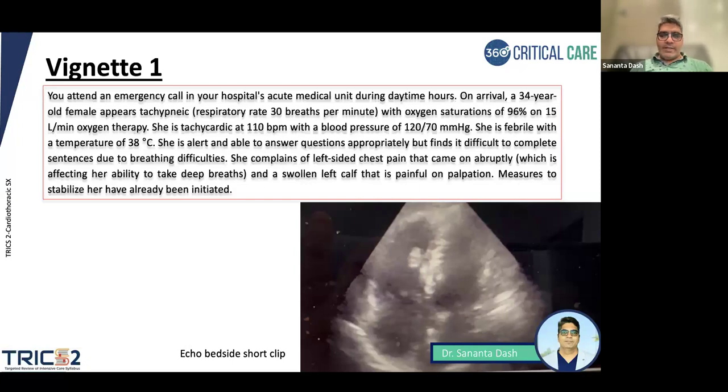So now the next question, or usually the question that follows the first vignette, is a very broad question. They will ask you what is your diagnosis or differential diagnosis, and usually it is a broad opening question.